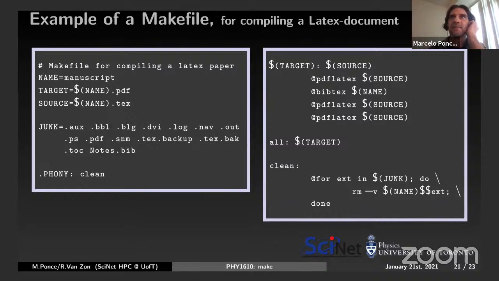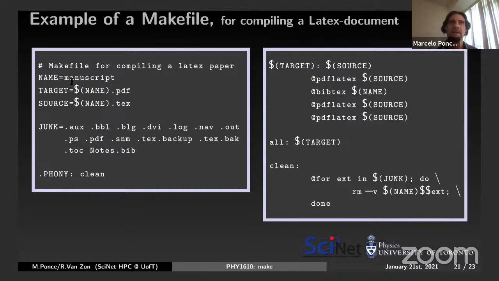And these are examples, for instance, which we use a lot also, is an example of a Makefile for compiling LaTeX documents. So if you're familiar with LaTeX, it's a very nice tool for writing papers or thesis or books or whatever. In this case, this is the typical structure that you will find in a Makefile for LaTeX documents.